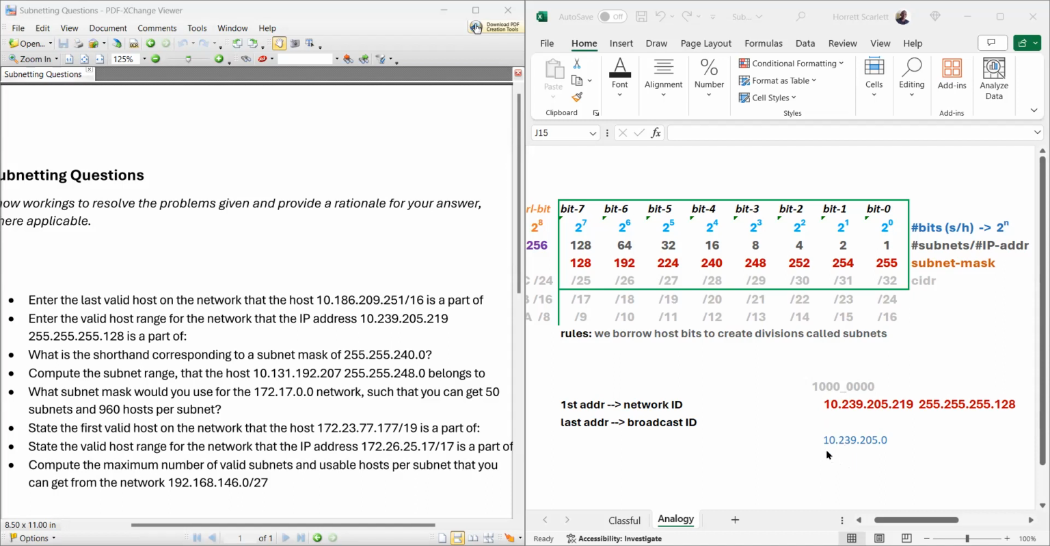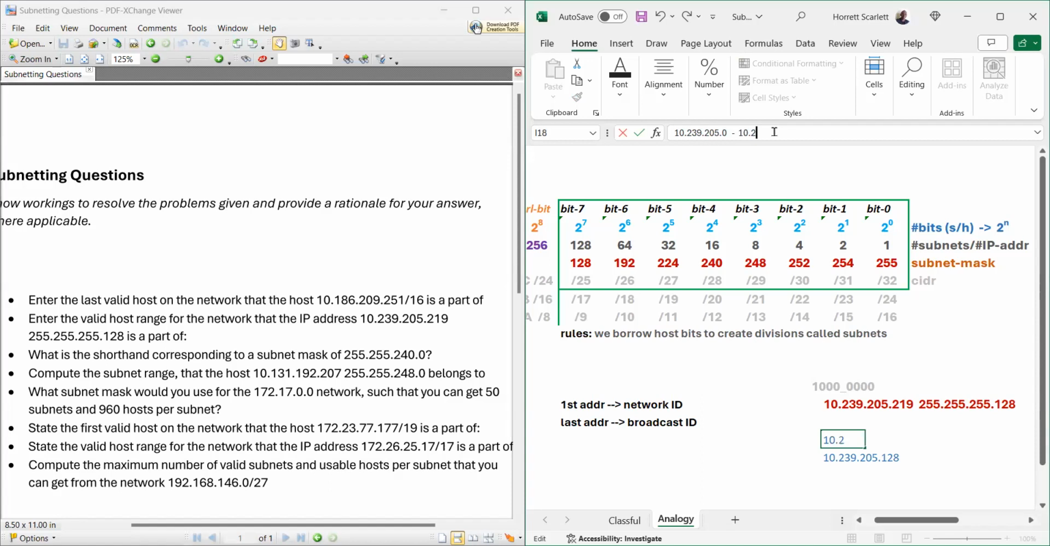So where does the first subnet start? It starts at 10.239.205.0. So where is the next subnet going to begin? 128. Absolutely. That is where it's going to start. It therefore means that for this first one, where is it going to end? How quick? 127. Thank you very much.